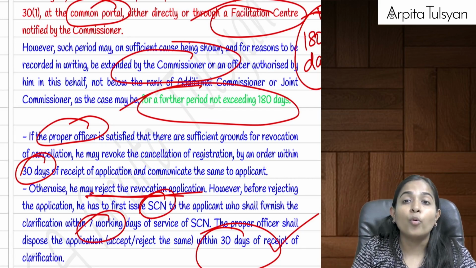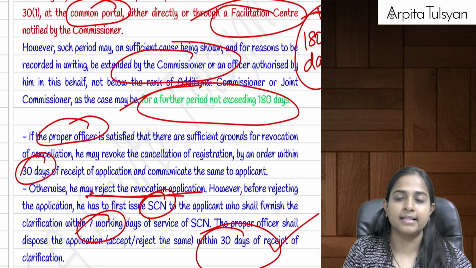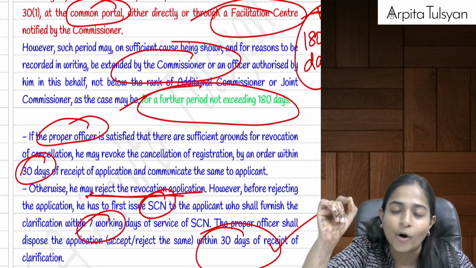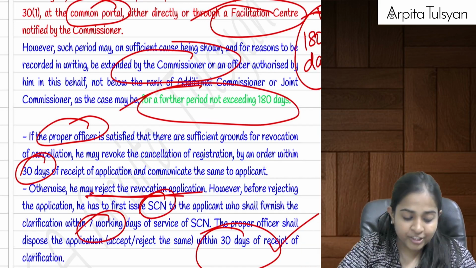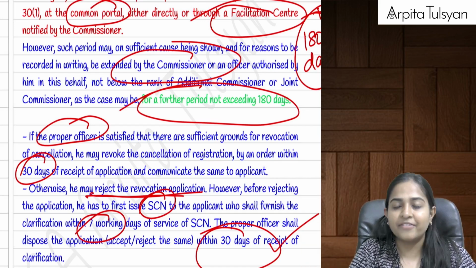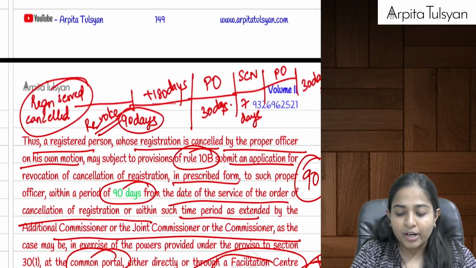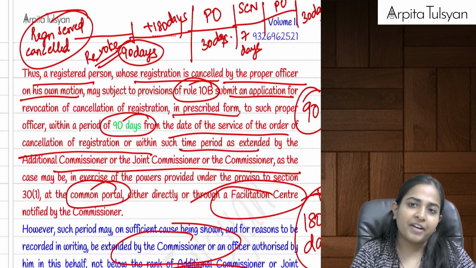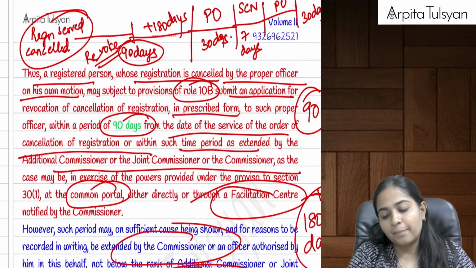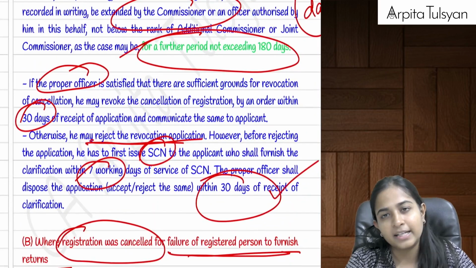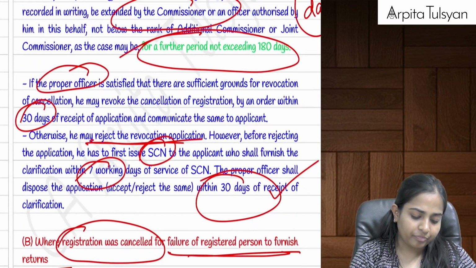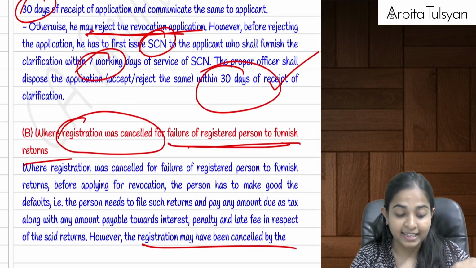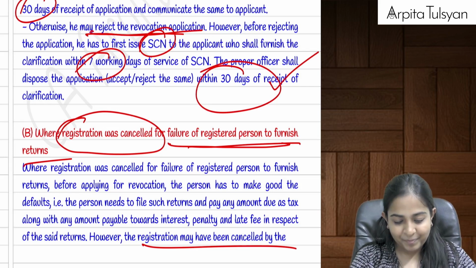But if he says no, then before rejecting, the proper officer will have to give me a show cause notice asking why my application should not be rejected, to which I will reply within a time period of 7 days. Finally, the proper officer's final reply will be received by me within 30 days from the date of my reply. On that basis, we will know whether my registration is finally active or it has gone. Are you clear with this?